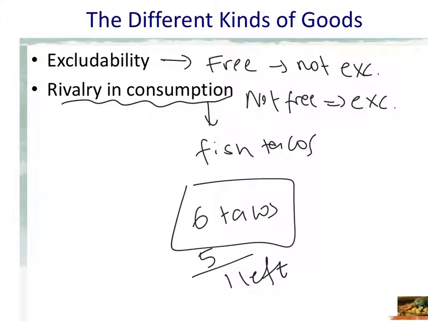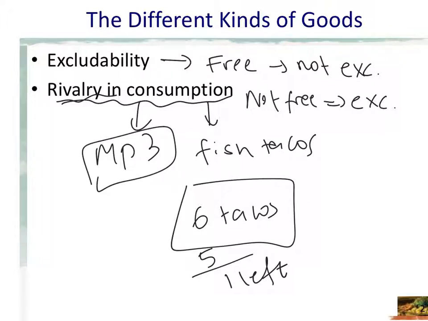Rivalry in consumption, you can find many examples: fish tacos, jeans that you wear, t-shirts. Non-rival in consumption, MP3 players. So you listen to an MP3 and then still somebody else can listen to the same MP3.